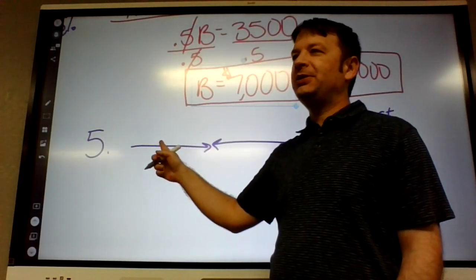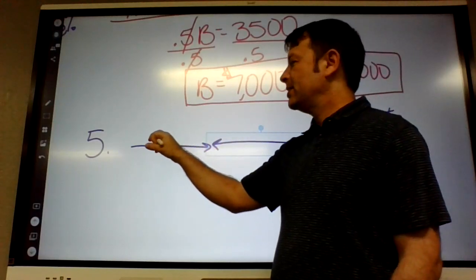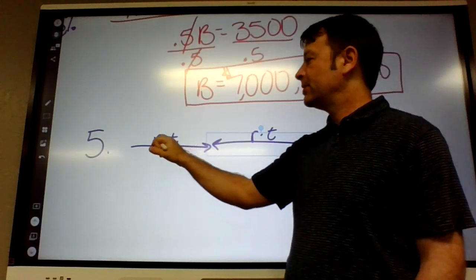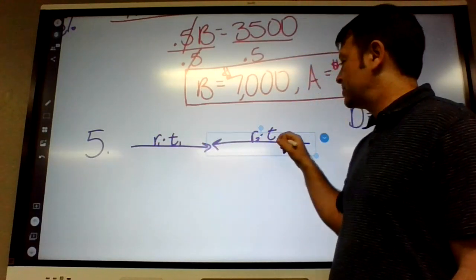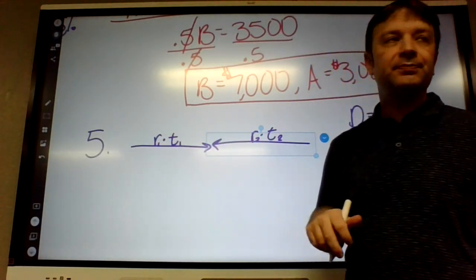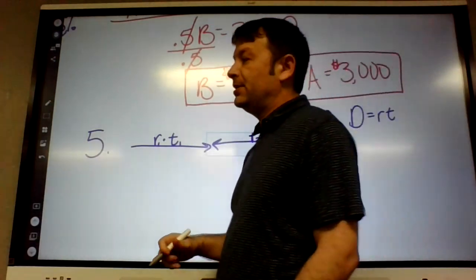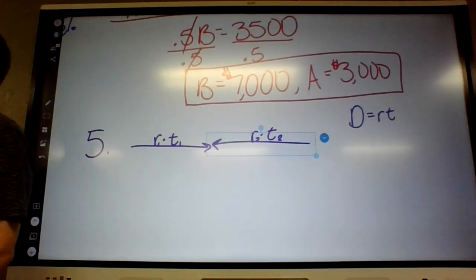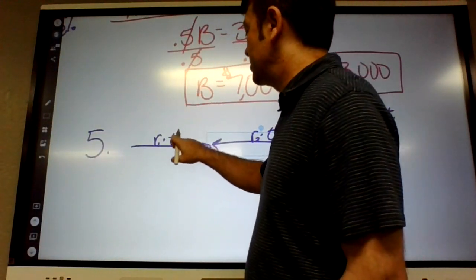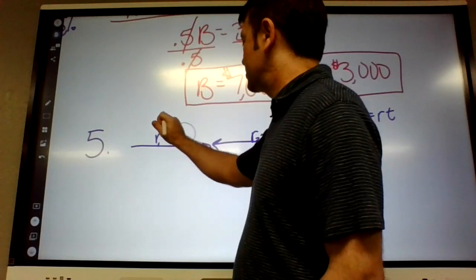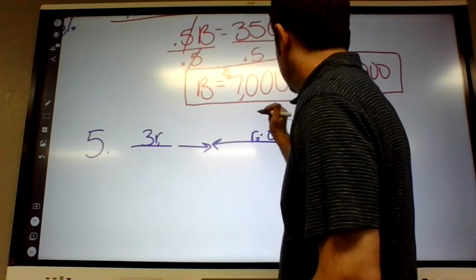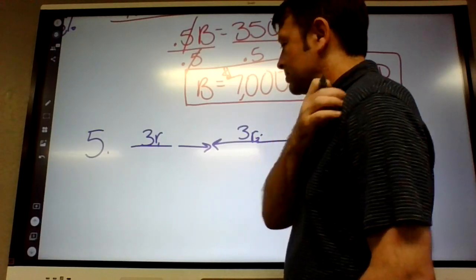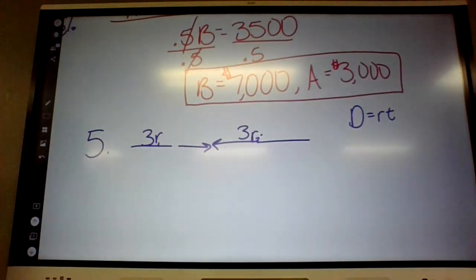Each of these arrows represents a distance, but I don't know what they are. So each of them has a rate and a time. I could call that R1, R2, T2. Isn't their time 3 hours? Yeah, this problem says they start at the same time and they pass in 3 hours. So both of their times are 3 hours. I'm going to erase the T and replace it with a 3.